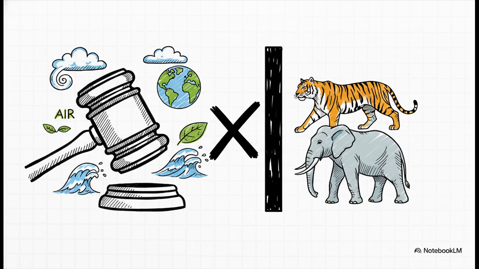Okay, red alert on this one. This is a massive examiner trap. Does the NGT have jurisdiction over the Wildlife Protection Act of 1972? No, it absolutely does not. The NGT handles cases related to the Water Act, the Air Act, the EPA, but the Wildlife Protection Act is explicitly excluded. Do not let them trick you on this. Burn this into your memory.